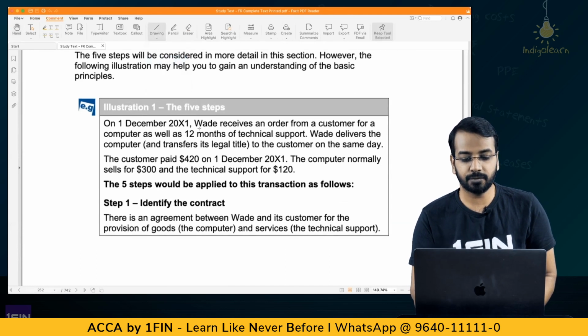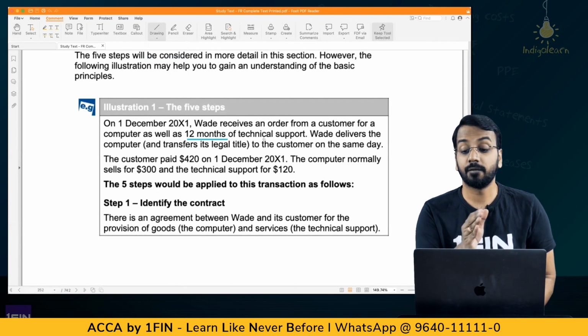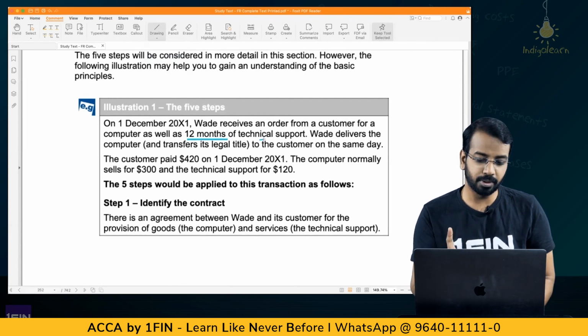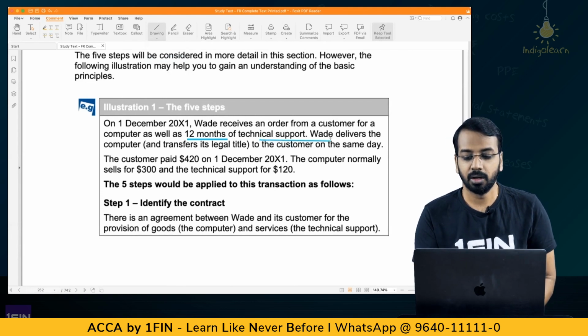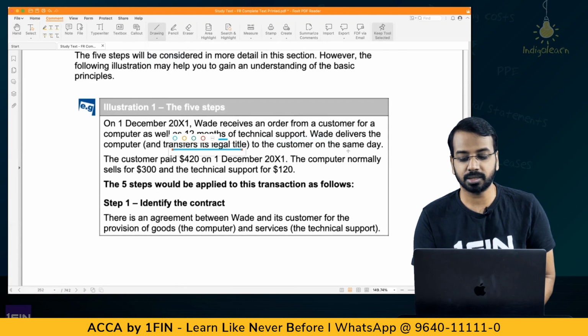Right. So now, let's have a look at this first example. On 1st of December of year 1, Wade receives an order from a customer for a computer as well as 12 months of technical support. Okay, so when does that come? 1st of December. And please remember, unless specified, the financial year would be December itself. Wade delivers the computer and transfers its legal title to the customer on the same day.